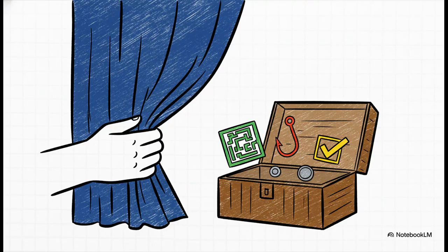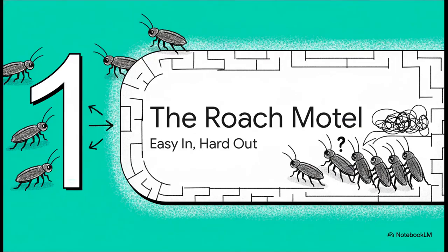So what do these things actually look like out in the wild? Well, it's not just one trick. Think of it more like a whole collection of tactics, a kind of deceiver's toolkit. So let's pull back the curtain and take a look at some of the most common tools in this shady playbook. First up, we've got a classic with a grim, but let's be honest, a perfectly memorable name, the Roach Motel. And yeah, it is exactly what you're thinking of.